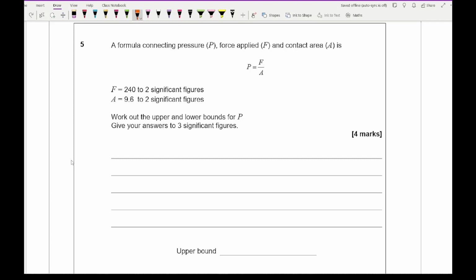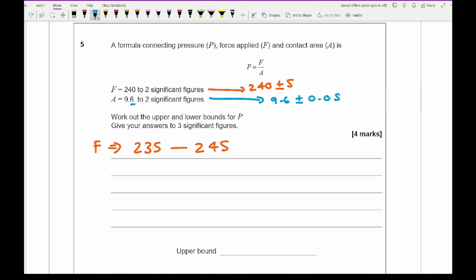So looking at this, rounding to 2 sig fig for F, that's to the nearest 10. So half of 10 is 5, so that's going to be 240 plus or minus 5. So F is going to be 235 to 245. And then looking at A, well here our second sig fig is a tenth, so it's going to be 9.6 plus or minus half of a tenth, which is 0.05. So A is going to be 9.55 to 9.65.